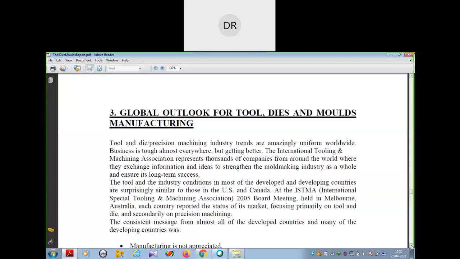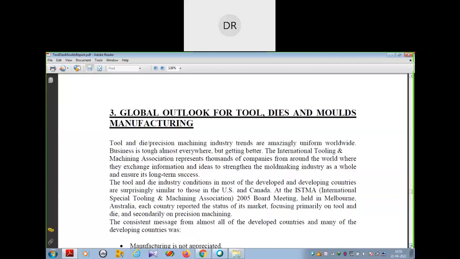Okay, the tool and die industry conditions in most of the developed and developing countries are surprisingly similar to those in the US and Canada. At the ISTMA, that means International Special Tooling and Machining Association, 2000 board meeting held in Melbourne, Australia, each country reported the status of its market. That means what is the global market, focusing primarily on the tool and die, secondarily on precision machining. So how it can be improved.